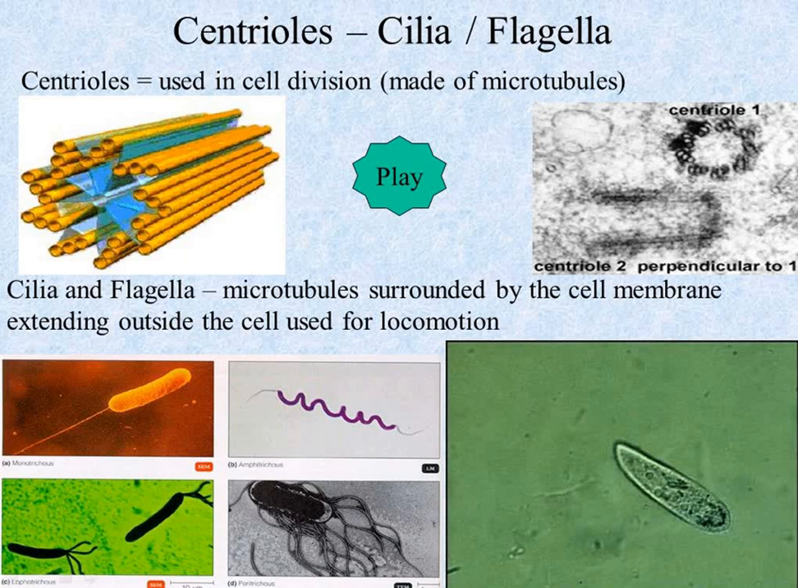In these figures, you see different types of bacterial cells. They have flagellum, and this flagellum helps the bacterial cell to move. And this is a microscopic paramecium with a number of cilia, which help in locomotion.